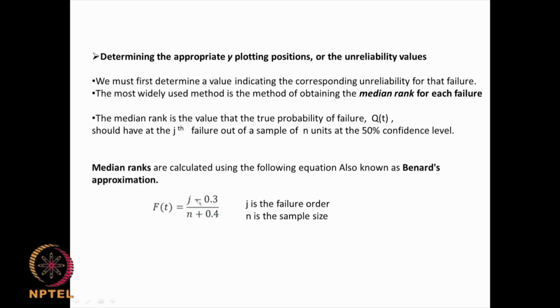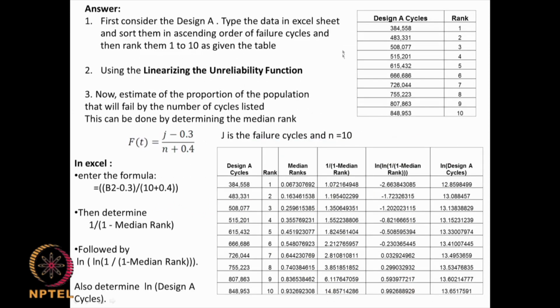So, we calculate the median ranks. First of all, you arrange the samples in increasing order, so this sample fails at the earliest and this sample fails at the last. Then you put j minus 0.3. For this sample j is 1, n is 10; for this sample j is 2, n is 10, and so on. So, we calculate the median rank. Then you compute 1 divided by 1 minus median rank. That means 1 divided by 1 minus 0.06, which will give you this, and so on.